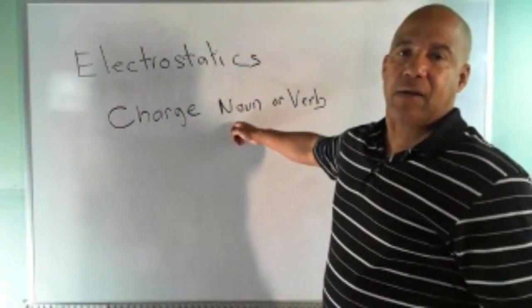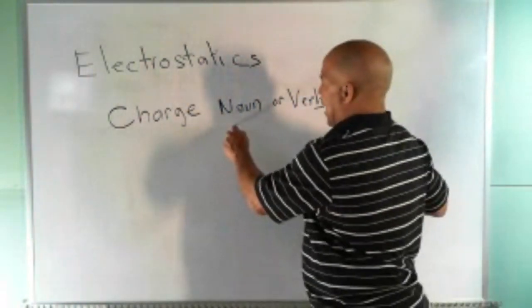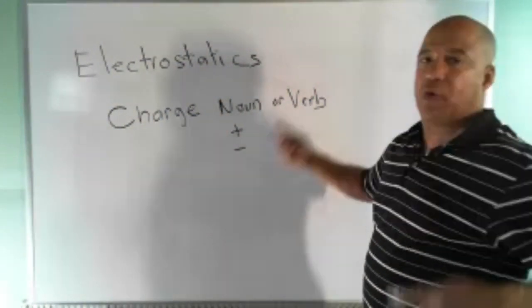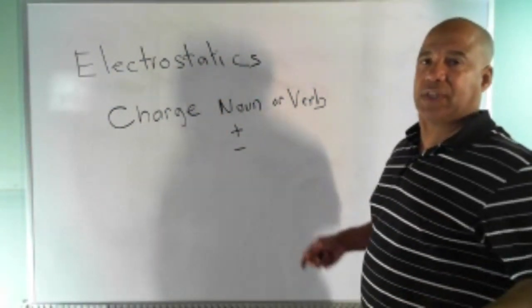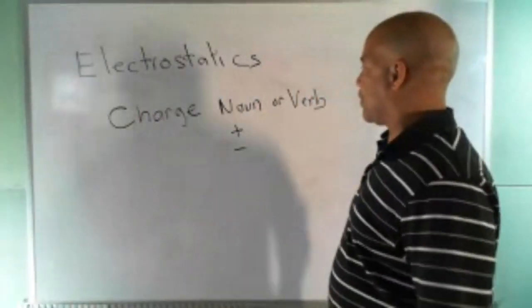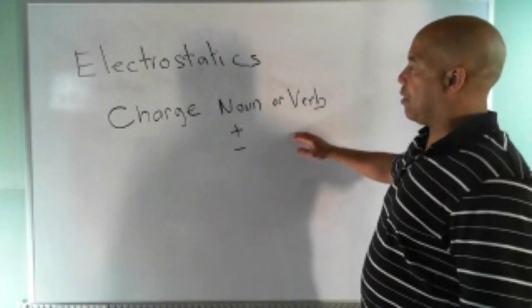If it's used as a noun, then we're describing it as being positive or negative. If it's used as a verb, that means you're doing something with it. So what are you doing with it? Well, we're going to talk about what you're doing with it in just a second. So we've got a noun or a verb.